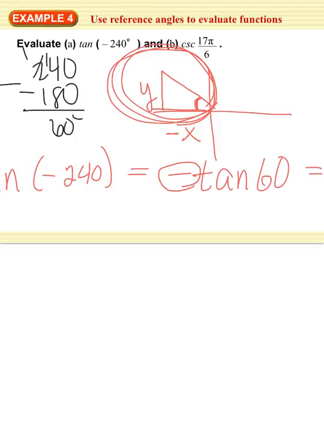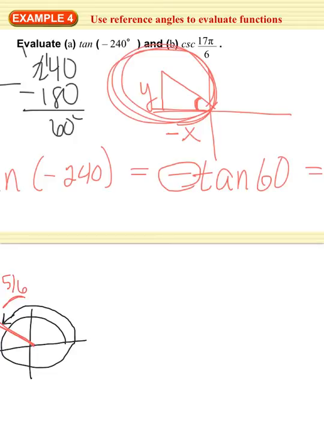All right, let's try cosecant 17 pi over 6. 17 divided by 6 is 2.83. Okay, that's just trying to get me what quadrant I'm in. So what I'm really doing here is I'm going around once, that is 2 pi, and then 5/6. So the angle that I'm looking at is right here. So if this part right here is 5/6, I know that this part right here is 1/6, because 5/6 plus 1/6 is 1, and that is pi. So it works.